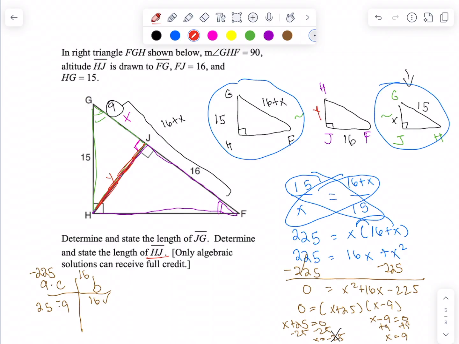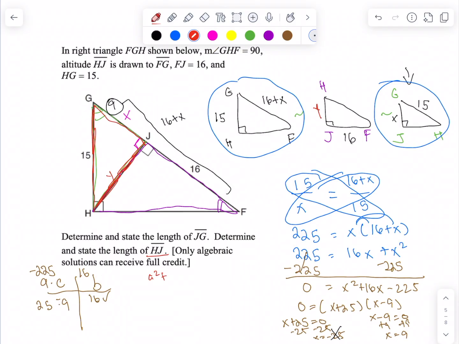Now, you can either set up a proportion again, but now that we already have GJ, if we take a look at this triangle, it's a right triangle, and we have two sides of the right triangle. So you can set up a proportion again, or you can use Pythagorean theorem. Because if you have two sides of a right triangle and you need to find just one more side, the Pythagorean theorem works.